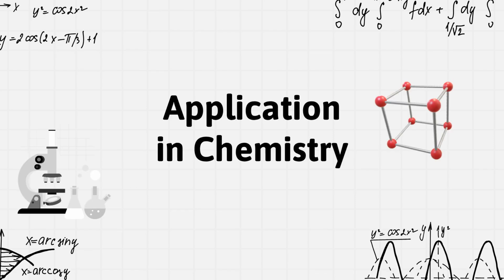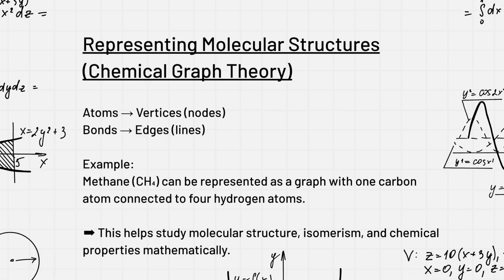Graph isomorphism has significant applications. Let's start with its use in chemistry. In chemical graph theory, molecular structures are represented as graphs, where atoms are vertices and bonds are edges. This mathematical representation helps in studying molecular structure, isomerism, and chemical properties, as seen in an example like methane.